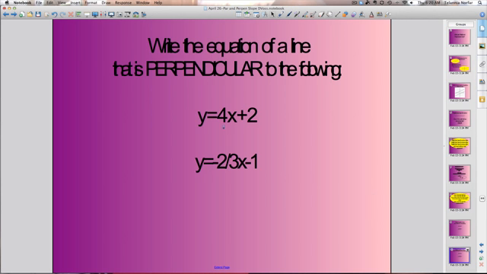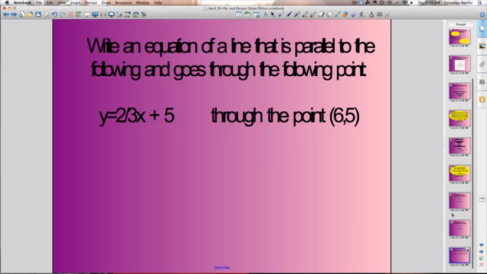Okay, great. You should have noticed that the change would be negative 1/4 and a positive 3/2. You should have something with those. As long as you have those two as the slope, you have a perpendicular line. Okay, a few more practice problems.